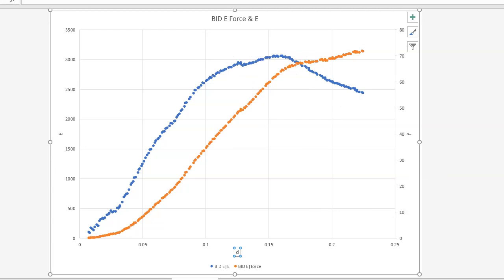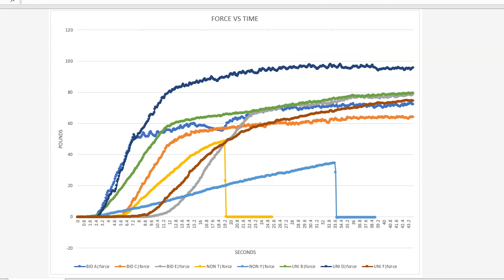What I'm going to be looking for on your writing, as long as you support your claims with information, that's fine. I would like to point out though that our highest performing force curve is a unidirectional, and we'll talk more about that in class.